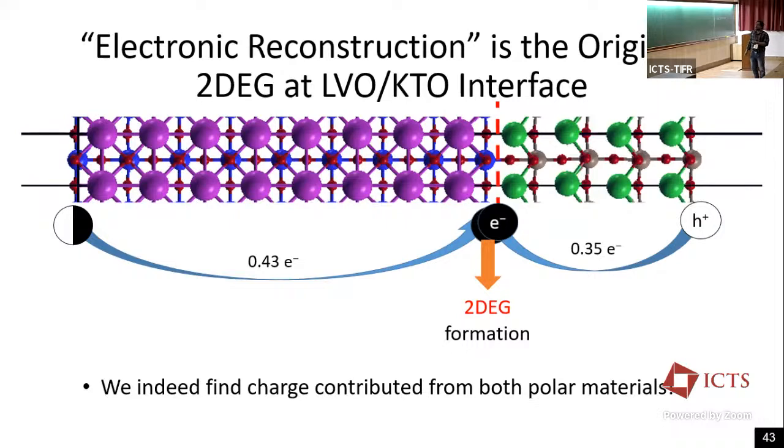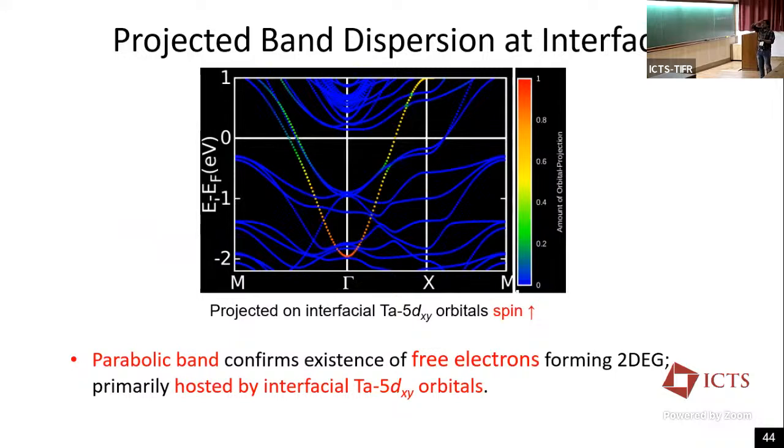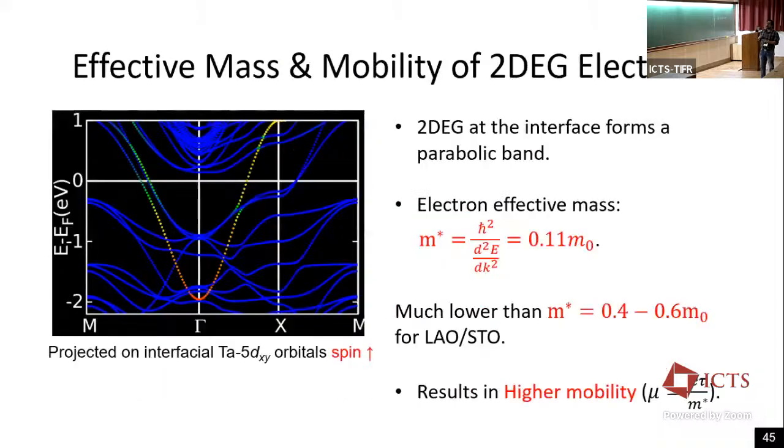So this is the projected band structure, and this is the 2-DEG band. I have projected on tantalum 5D XY spin up electrons. So this is the 2-DEG band, and then I have calculated the effective mass by fitting this band, and I get that this is 0.11 m0, which is much lower than the corresponding LVO system. So this tells that you can get very high mobility.